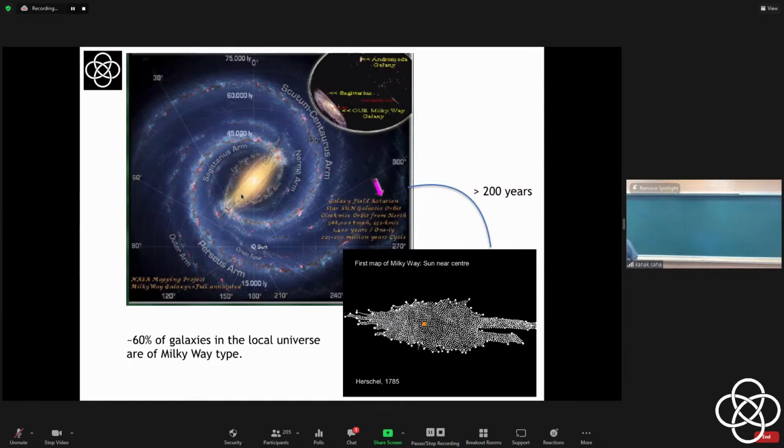This is the first constructed image of the Milky Way, with the sun at the center, made by Herschel in 1785. So from here to here is more than 200 years. It took more than 200 years to go from this sun-centric Milky Way image all the way up to the actual picture of the Milky Way galaxy.